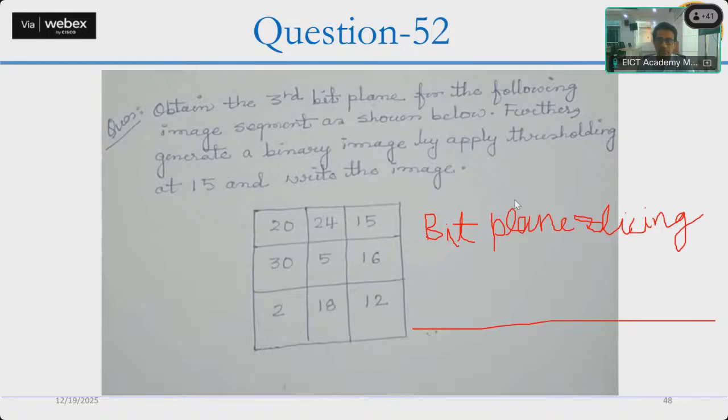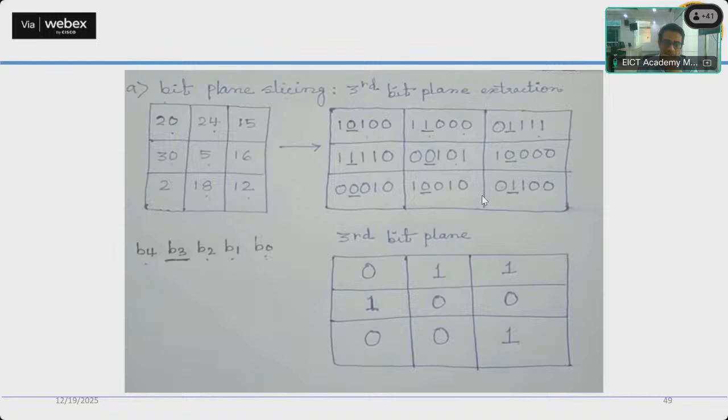Welcome back. See what we are saying here. Third bit plane extraction. First we need to know how many bits are required. For example, if there are 24 levels, at least 5 bits are required.